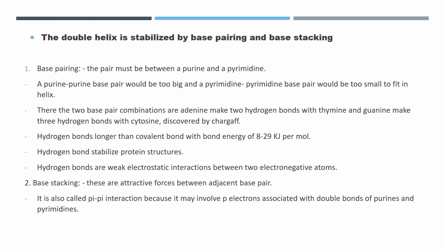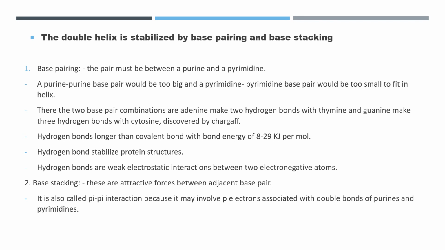The double helix is stabilized by base pairing and base stacking. First, base pairing. The pair must be between a purine and a pyrimidine. A purine-purine base pair would be too big and a pyrimidine-pyrimidine base pair would be too small to fit in a helix. Therefore, the two base pair combinations are adenine making 2 hydrogen bonds with thymine and guanine making 3 hydrogen bonds with cytosine, discovered by Chargaff.